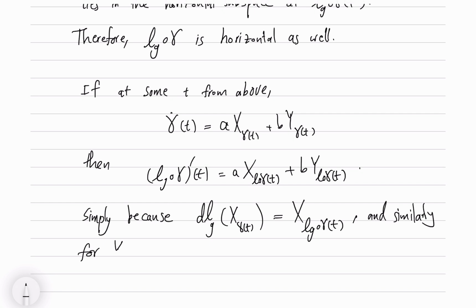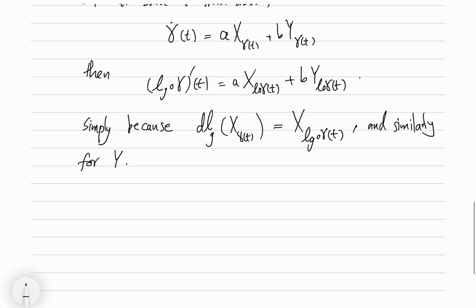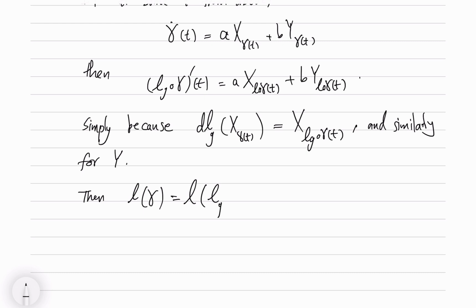For y. Okay, and if this is the case, then L of gamma, which will be the integration of the square root of a squared plus b squared, will be exactly the same as computing the length of Lg composed with gamma. So that will be the end of the lemma. If you start with a horizontal curve, the left translation keeps it horizontal, and moreover the distance is exactly the same.